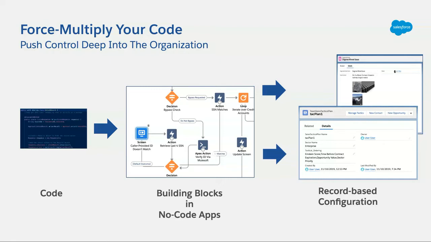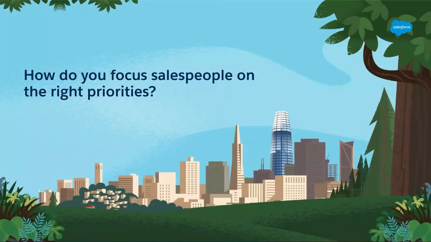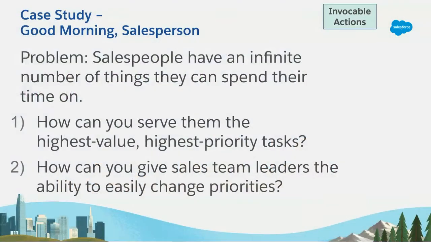You've turned your code into building blocks. I want to show you a very cool pattern for getting more leverage out of your code by enabling people that aren't even admins to be the ones setting the customization, and I'm just calling that record-based configuration. So how are we going to do this? The use case I'm going to give you is your sales managers want to prioritize what their salespeople work on. They want the salespeople to come in the morning and see exactly the opportunities that the managers think they should work on. That sounds like a pretty useful thing.